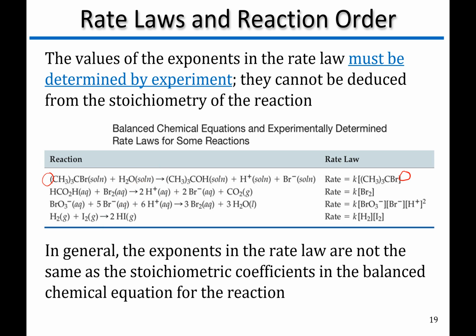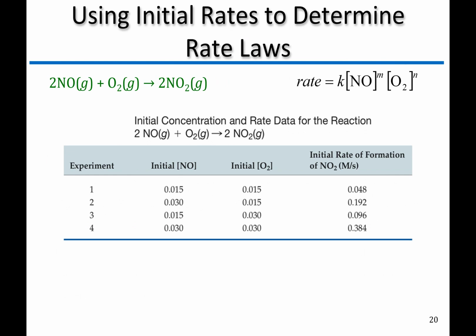Okay, so if we take a look at this third equation down, our reaction order with respect to H plus is 2, but its stoichiometric coefficient is 6. For bromine, it's a 1, but its stoichiometric coefficient is a 5. So they may coincidentally line up, but don't let it fool you into thinking that it will always be equal to the stoichiometric coefficient. So in general, the exponents in the rate law are not the same as stoichiometric coefficients in the balanced chemical equation. So they may coincidentally be equal, but that's not necessarily the case.